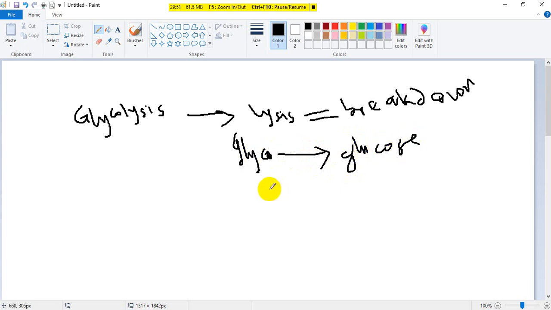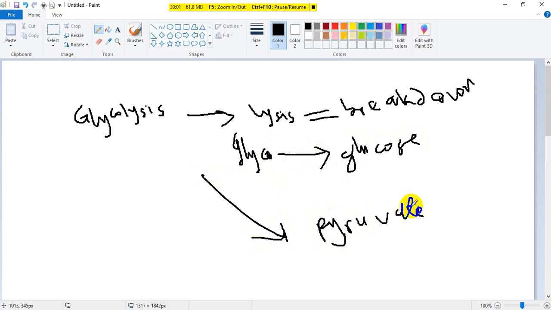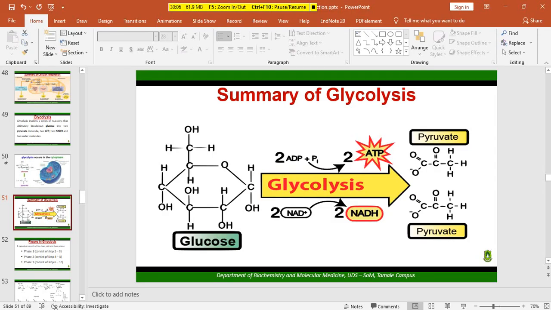So we end up producing what? Pyruvate. And there are 2 units of pyruvate, 2 molecules of pyruvate from 1 glucose molecule. So let's go to the steps.